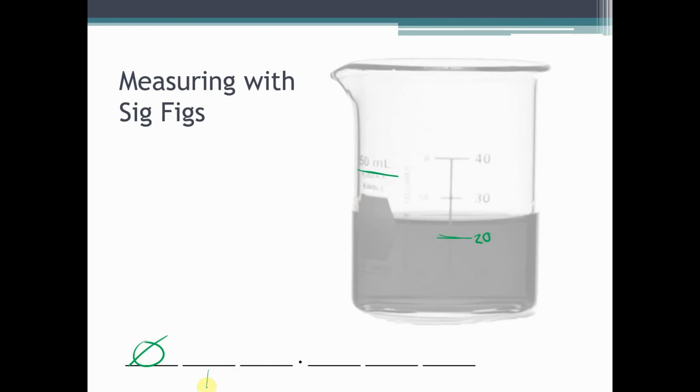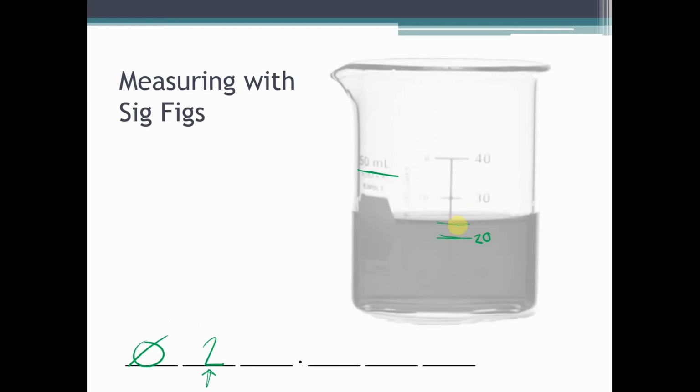Looking at our next space, the tens space, looking at our water level here, we don't know exactly where it is, but we can see that it's somewhere between 20 and 30. And if it's between 20 and 30, it's got to have a 2 in the tens place, right? It's going to be 20 something. We don't know what the something is. There are no tick marks between 20 and 30 to tell us exactly what this level is. We can guess, we can estimate it, but we don't know for absolutely certain. So this is everything we know for sure, and then we can just estimate the last one.